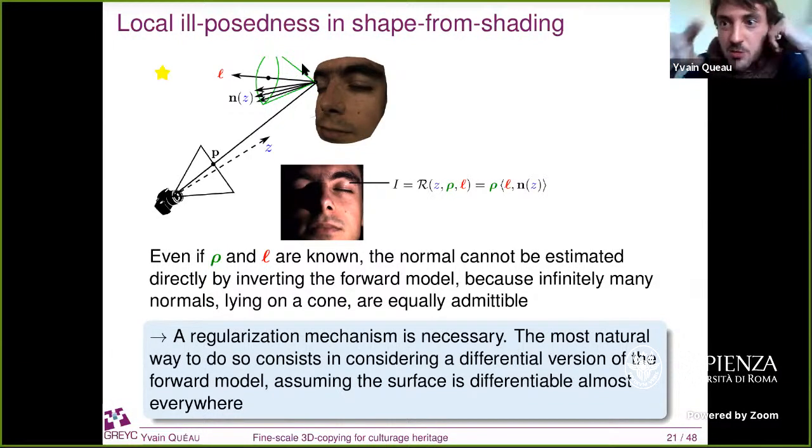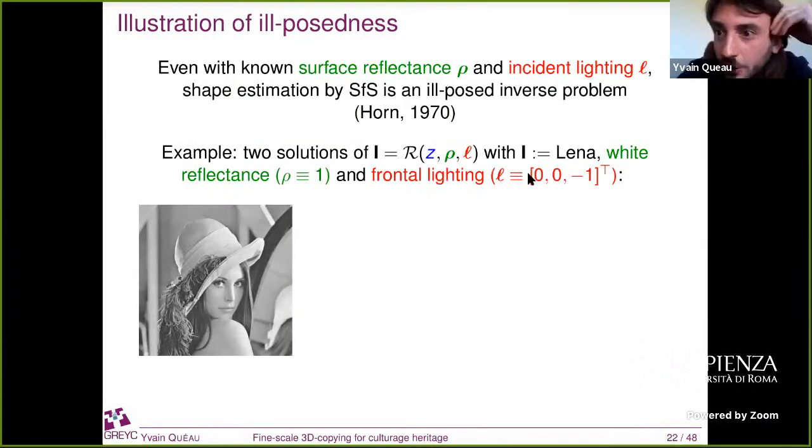And this happens in each pixel, so making the thing very ill-posed. Obviously, the normals will not jump from one pixel to another, so it's quite obvious that we need to impose some kind of regularization somewhere. And the most natural way to impose some smoothness constraint here is to turn this equation into a PDE, replacing the normal to the surface by the gradient of some underlying depth map. So we will see that this is even not enough.